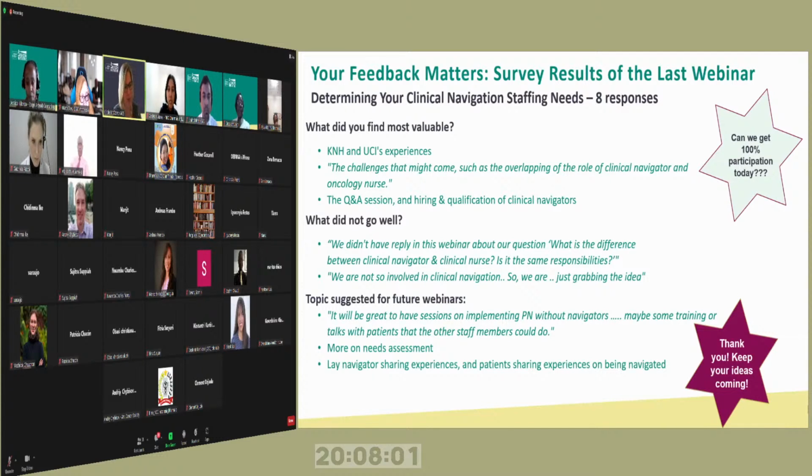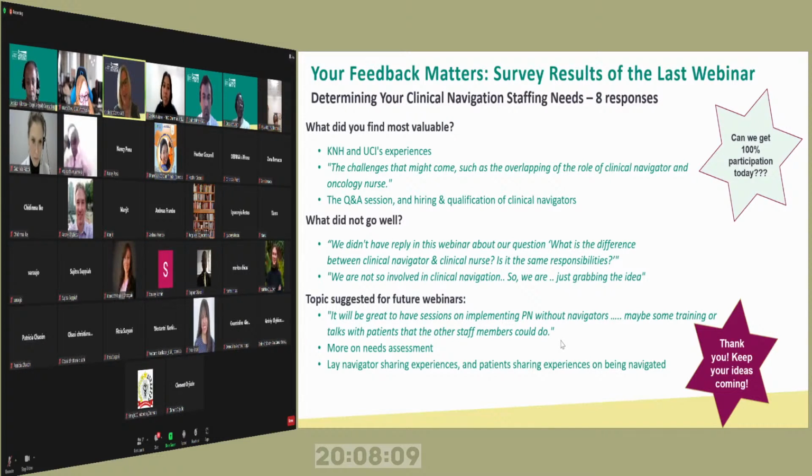Also, we got some more suggestions for future webinars. We're talking about resource navigation today, which is one of the bullets here, lay navigation. We're going to also bring some actual navigators to talk to you in the future from some of our partners. Someone made a comment about needs assessment. We did do a session on that a couple of months ago.